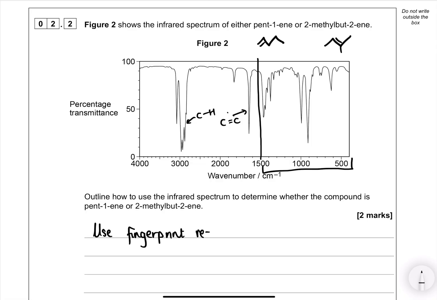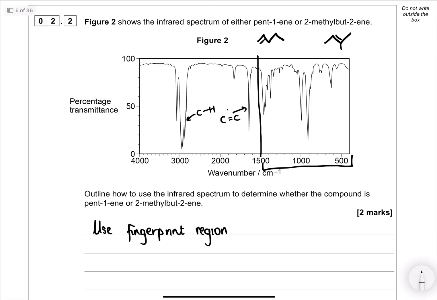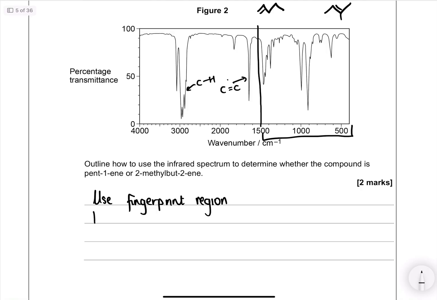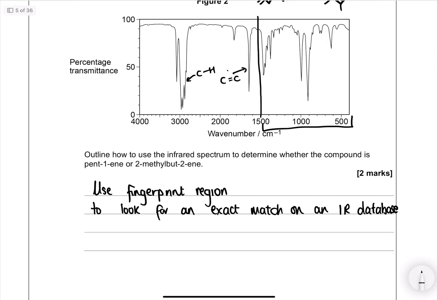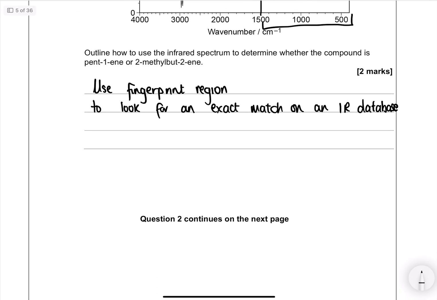If two things have the same functional groups, we use the fingerprint region to look for an exact match on an infrared database. Fingerprint region is unique to a compound, and so would match only this one compound.